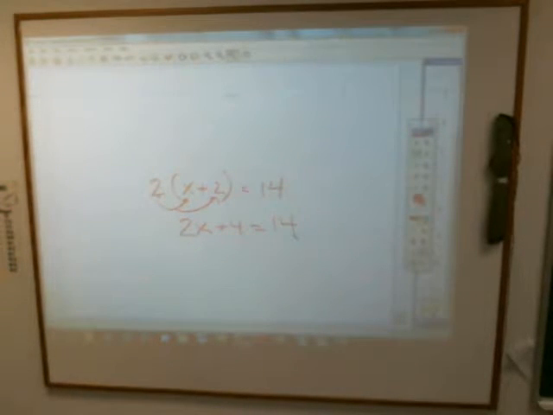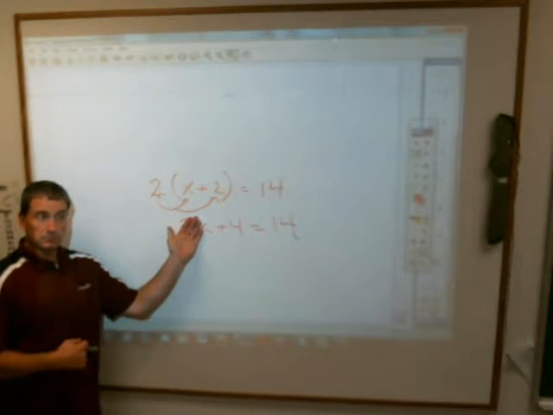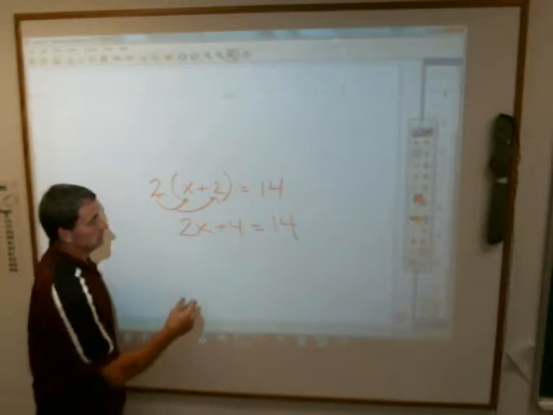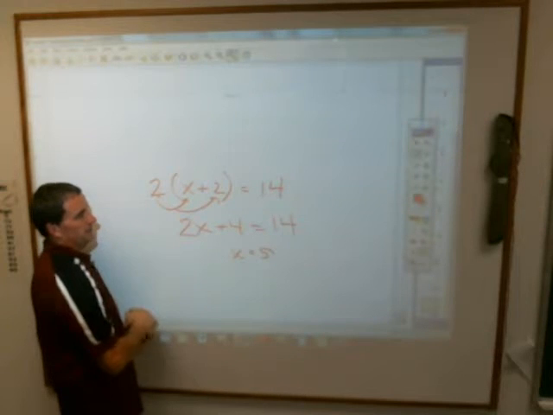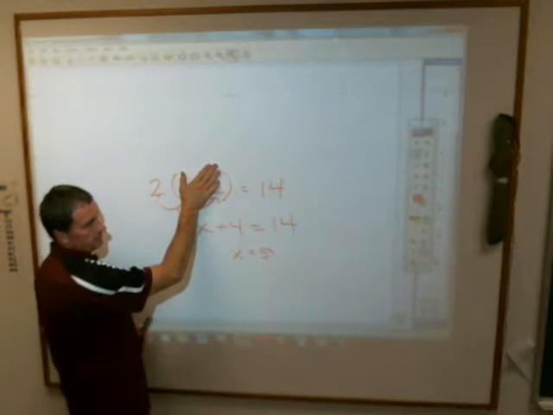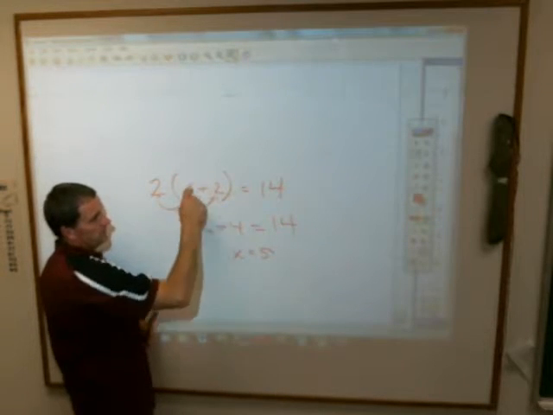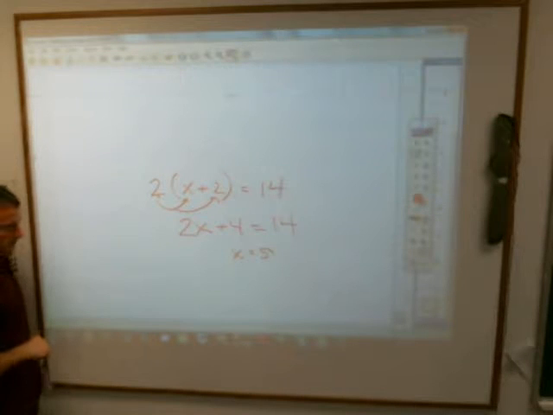What would be my answer to that? Well, what number when you add 4 to it gives you 14? 10. 2 times what is 10? 5. Yeah, x would be 5. As it would be here as well, because you could do the same thing there. 2 times what number is 14? 7. What number plus 2 gives you 7? 5. Either way it would be the same, but this is using the distributive property.